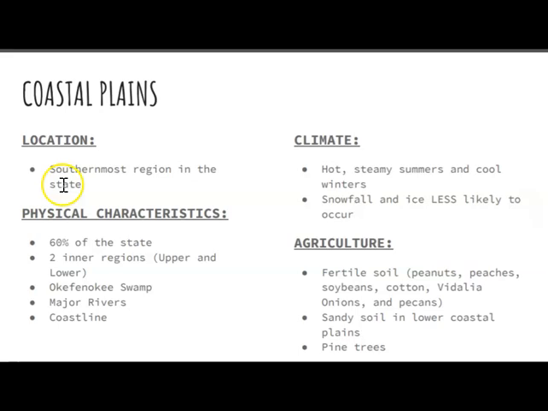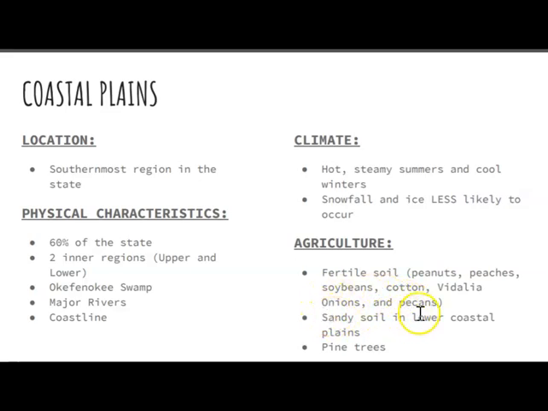So Coastal Plain is the southernmost region in the state. Some physical characteristics: 60% of the state, 2 inner regions, so there's the upper and the lower. We have the Okefenokee Swamp, major rivers, and it has a coastline. For the climate, hot, steamy summers and cool winters. Snowfall and ice is less likely to occur in this region. As for agriculture, we have fertile soil, peanuts, peaches, soybeans, cotton, Vidalia onions, and pecans.